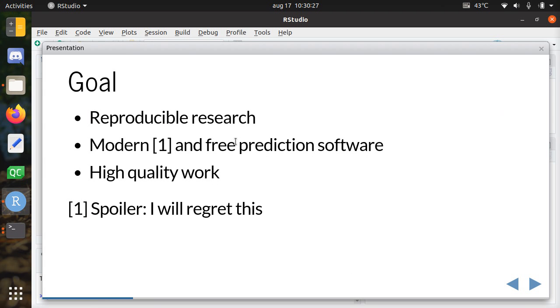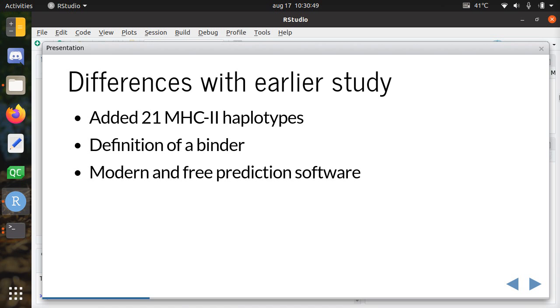Great. So my goals were to do reproducible research, so I should be able to run it myself twice, or at least partially twice. I should use modern and free prediction software, and there's a spoiler that I will regret this. I'll show this later on. And my work should be of high quality, so it needs to be checked and good stuff.